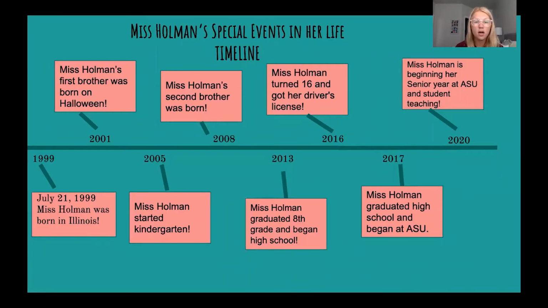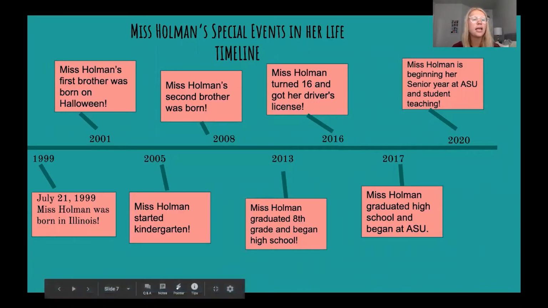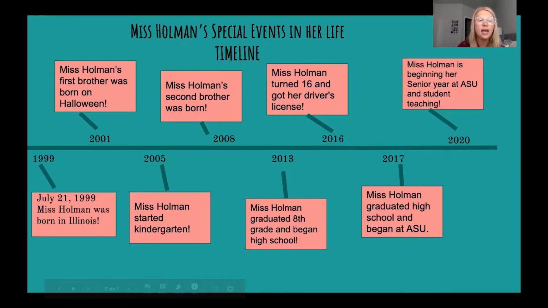So if we start all the way to the left, in 1999, July 21st, 1999, Miss Holman was born in Illinois. In 2001, Miss Holman's first brother was born on Halloween. Next, in 2005, Miss Holman started kindergarten. In 2008, Miss Holman's second brother was born.